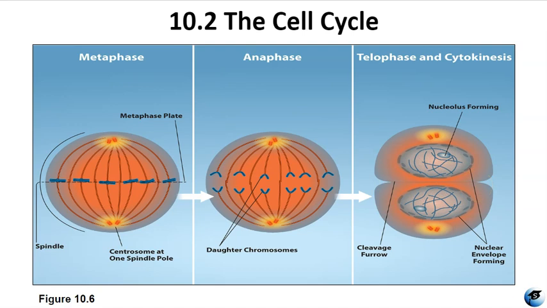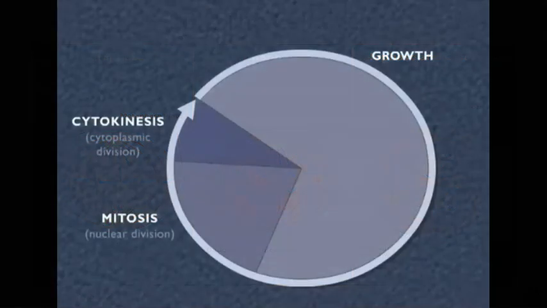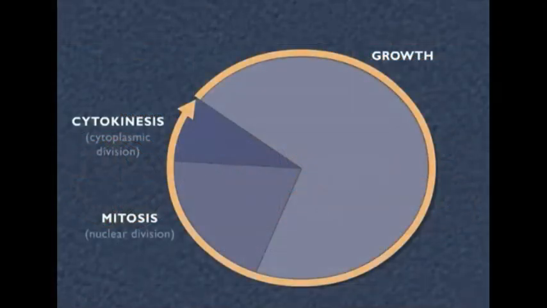Here I have another short video that helps better illustrate mitosis. Most eukaryotic cells follow a process of growth and division called the cell cycle. These events include a growth stage, mitosis or nuclear division, and cytokinesis or division of the cytoplasm.